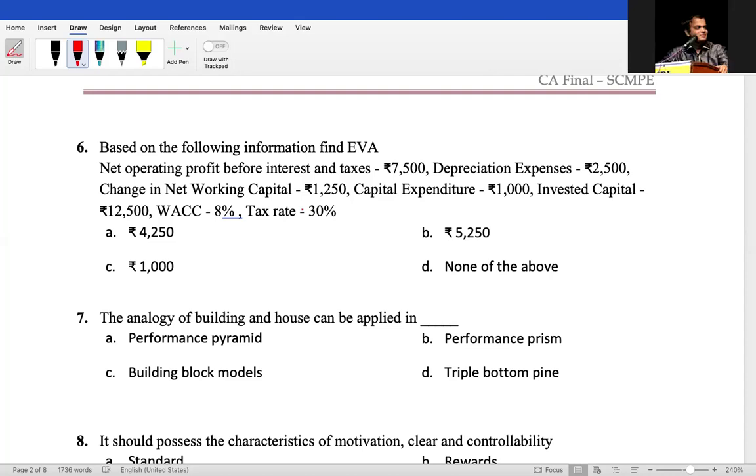So find out net operating profit after tax minus capital employed into weighted average cost of capital. Investment in capital is called the capital employed here. Am I right? Into WACC is also given. So what is the answer?